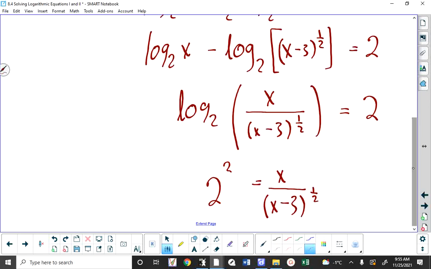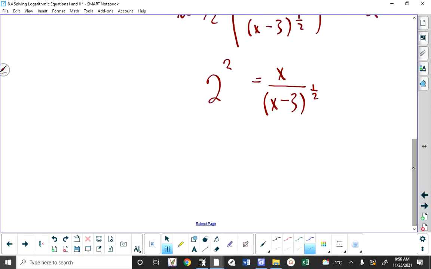And then the question becomes, I think I'm back, and then the question becomes, so what? What now? Well, what this equation is, I'm going to rewrite it over here. 4 equals x over x minus 3 to the half, a rational equation because you have x's in the denominator. It is also a radical equation because x minus 3 to the half is the square root of x minus 3.